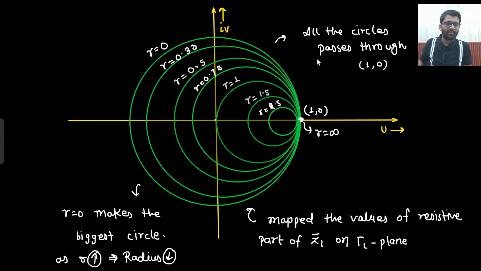If you see this diagram, what do you feel? That from 1, 0, circles are being originated in the horizontal direction, right? And for the decreasing value of r, if r is infinity, then a point. If r is 2.5, then this much circle. If r is 1.5, then this much circle. If r is 1, then this circle. 0.75, 0.5, 0.33 and 0. So for 0, this is the biggest circle.